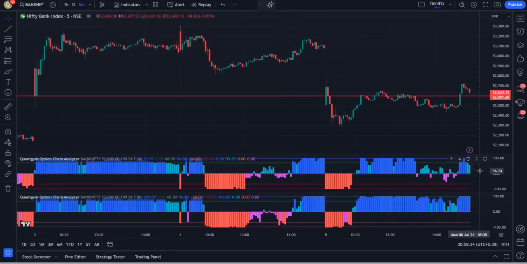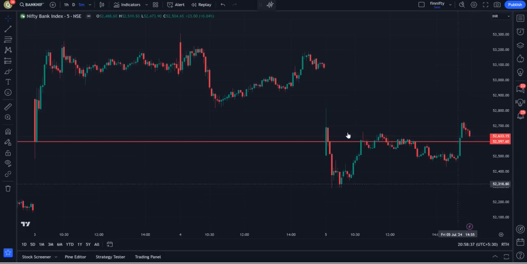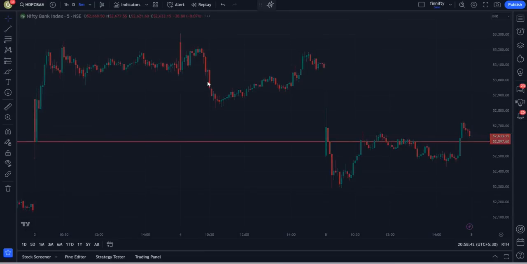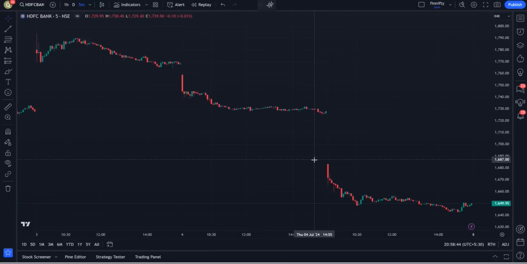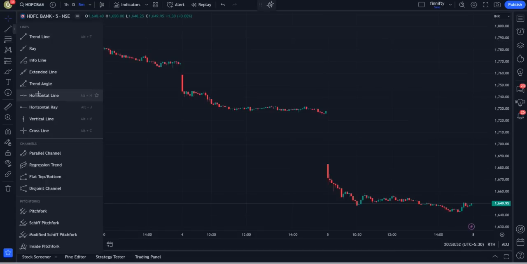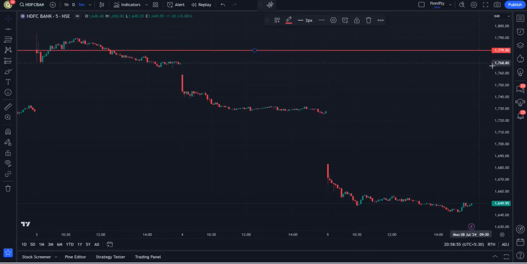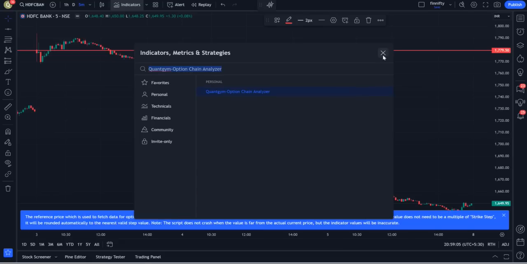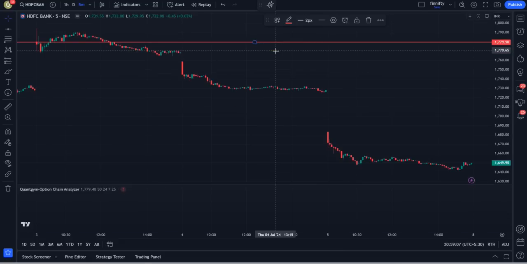Now other than this, we can also do this on a stock. Let me show you how. Let us say I want to look at HDFC Bank. This is HDFC Bank. Now let us say I want to study the option chain somewhere around this particular place. Here your ATM is something like 1780, right? So this is your ATM. I am just clicking here. I need to change this.